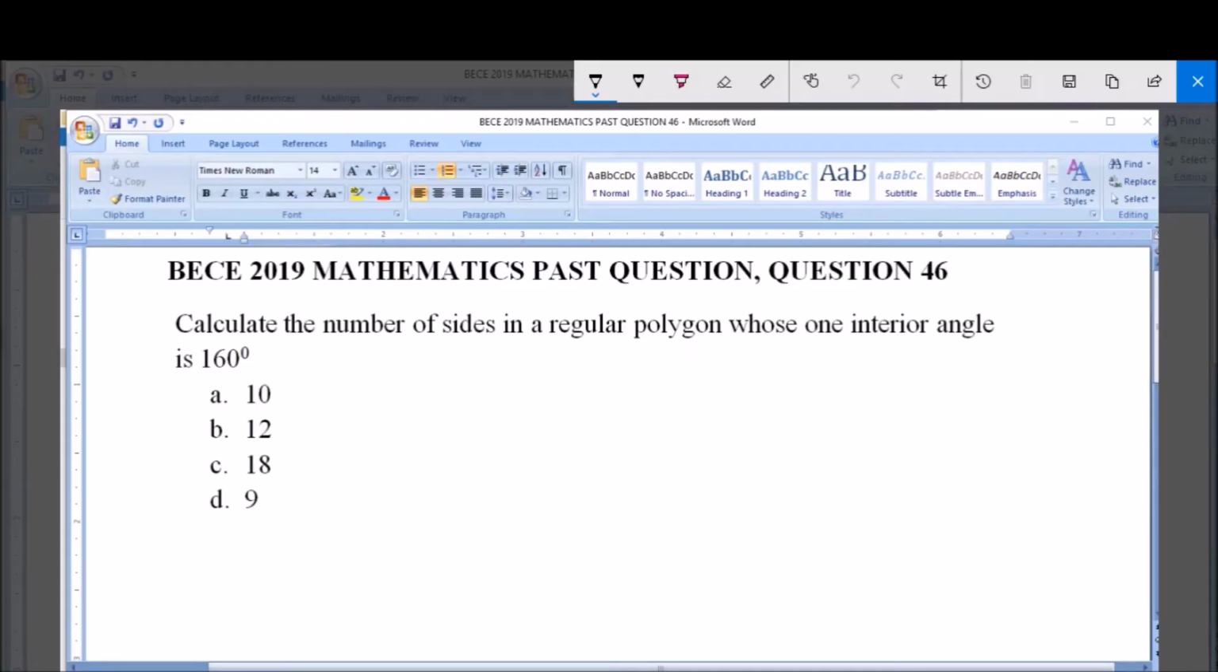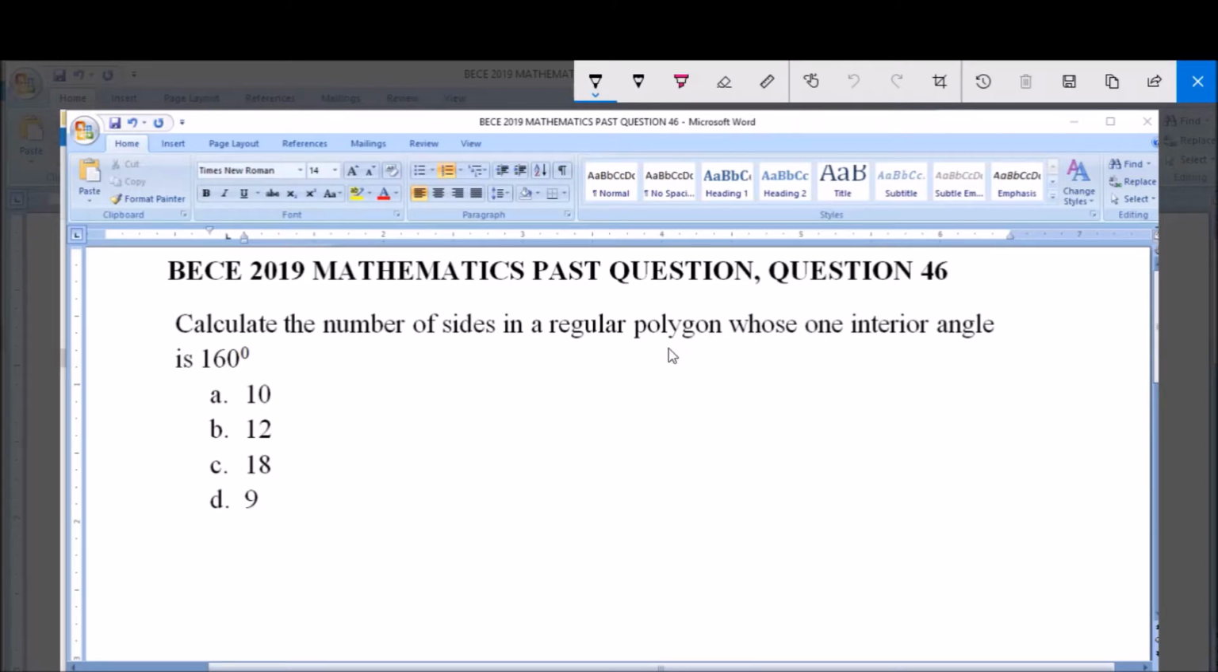Good day and welcome. Today we're going to be dealing with BECE 2019 Mathematics Past Question, question 46. Calculate the number of sides in a regular polygon whose one interior angle is 160 degrees. A 10, B 12, C 18, and D 9.